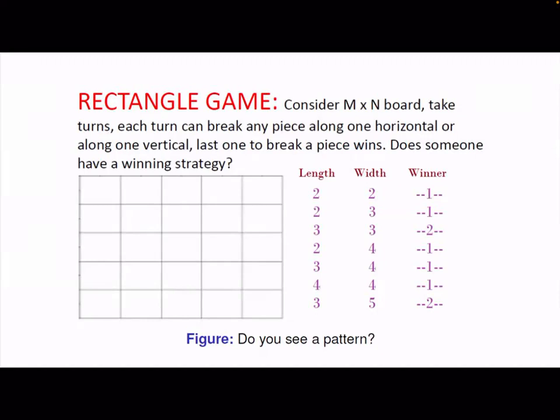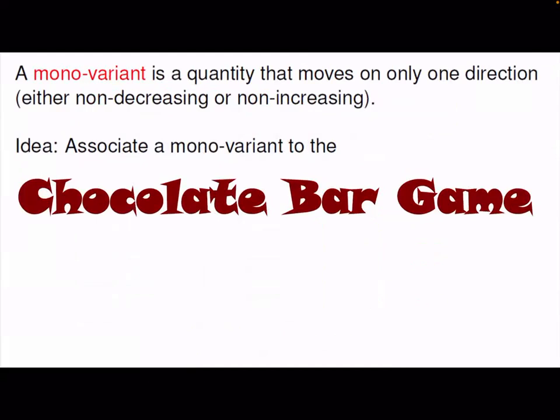Did you prove that? Okay, but this is good. We don't have a proof yet, but we have a conjecture, and we have a conjecture that came from data. And now we can try to prove it. And so what we're going to do is we're going to associate a monovariant.